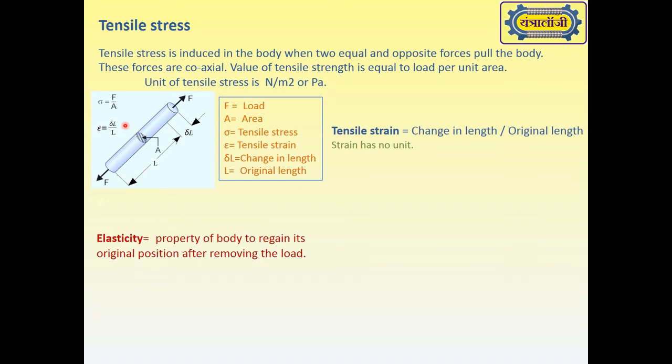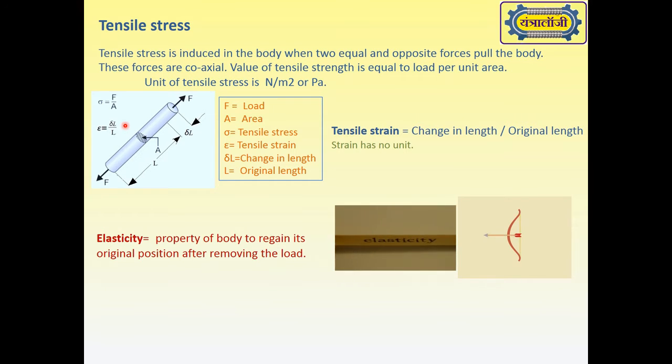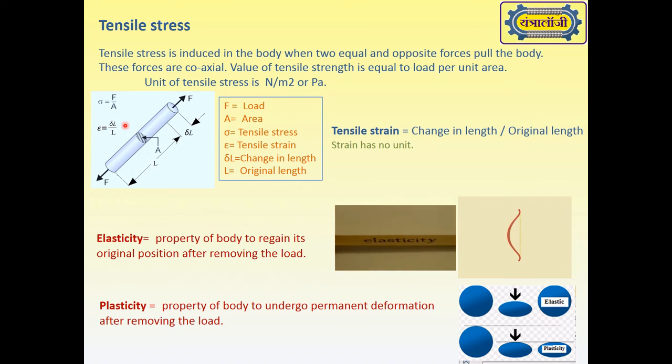Now what is elasticity? Elasticity is a property of a material to regain its original position after removing the load, and plasticity is a property of a body to undergo permanent deformation after removing the load.